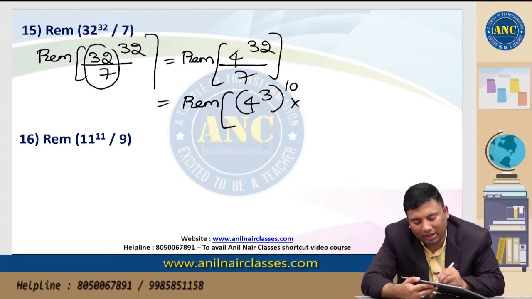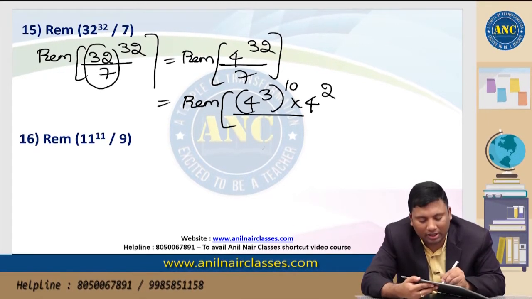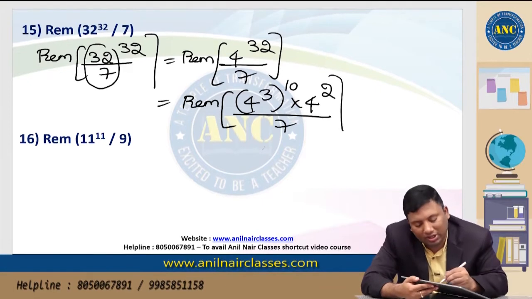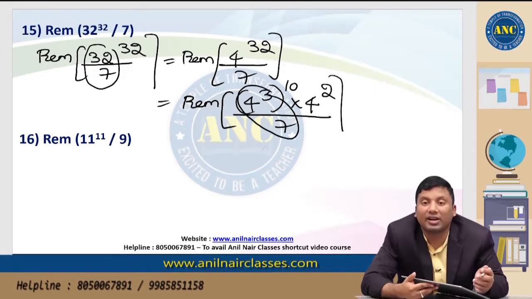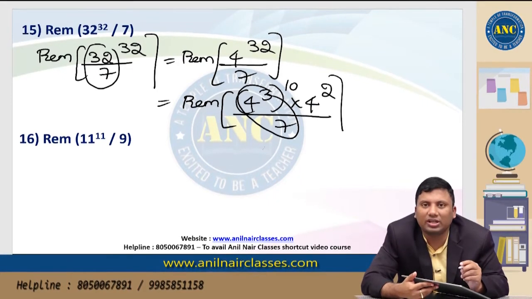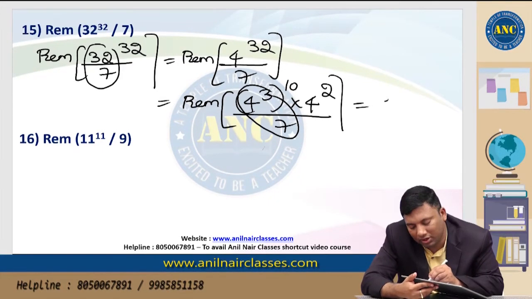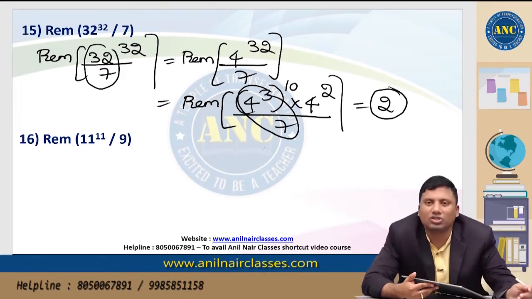4 cube power 10 into 4 square divided by 7. 64 divided by 7, 7 9s are 63. Remainder is 1. 1 into 16 divided by 7. 7 2s are 14. Positive remainder is 2.